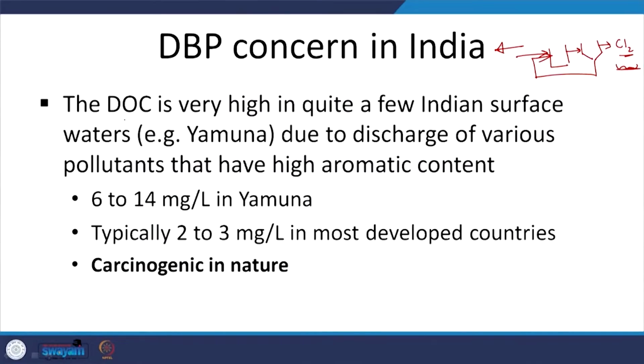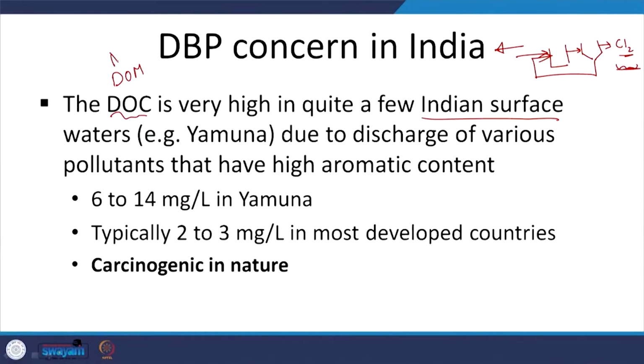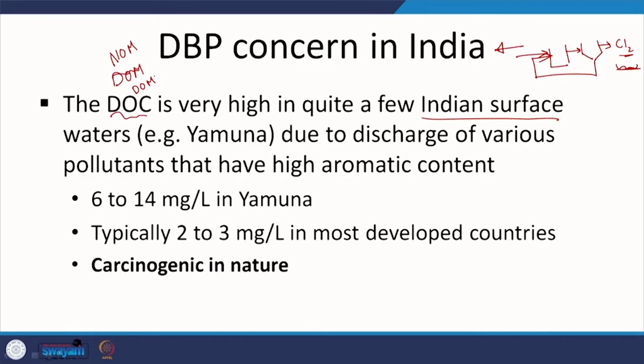So, in India though, the DOC is very high. I am not calling it natural organic matter, I am calling it dissolved organic carbon or dissolved organic matter, right. Why? In the context of Indian surface water bodies, it is not just the organic matter from natural sources that is of issue. Here we have a high influence of humans, and anthropogenic sources of organic content are pretty much prevalent. That is why I am not calling it NOM, and that is the reason why it is pretty high. DOC or DOM levels are very high in India, especially in the Yamuna.